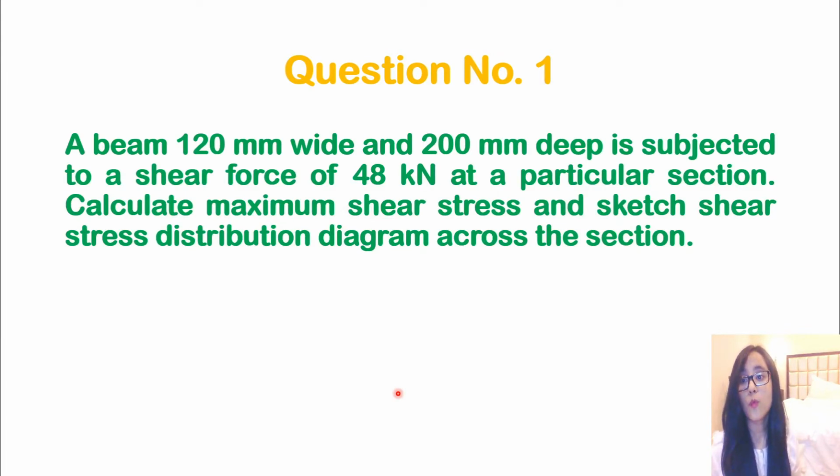A beam 120 mm wide and 200 mm deep is subjected to a shear force of 48 kN at a particular section. Calculate maximum shear stress and sketch shear stress distribution diagram across the section. First, from what is given, we need to draw the section, then draw where the load is applied, then find the shear stress, and then the shear stress distribution diagram. So let us get started.